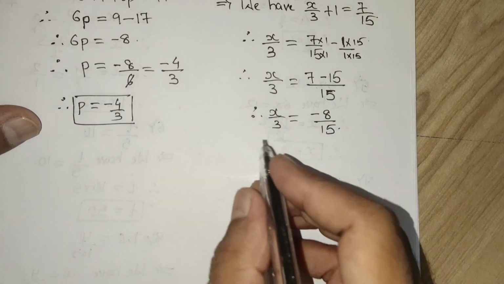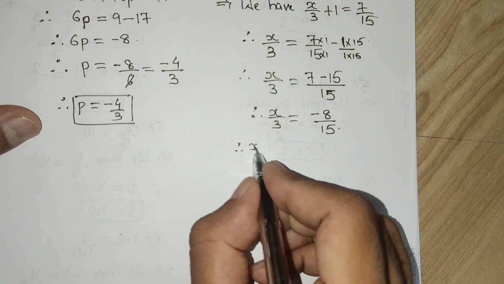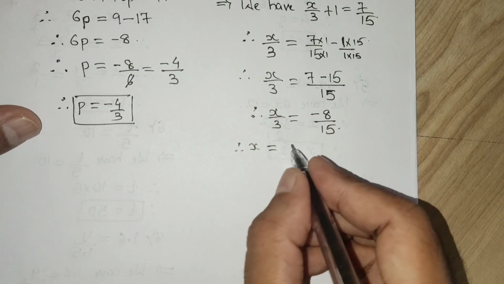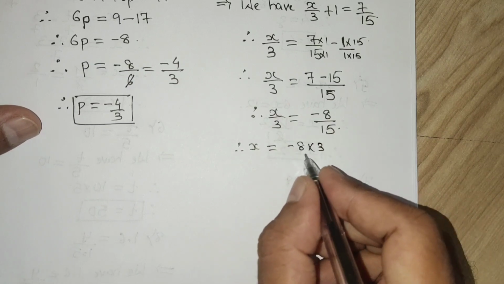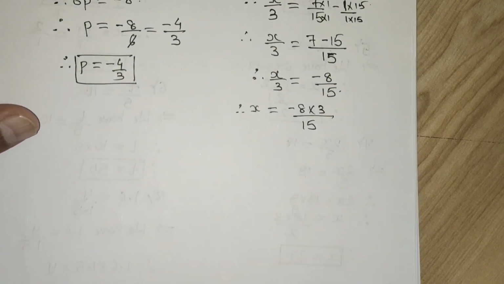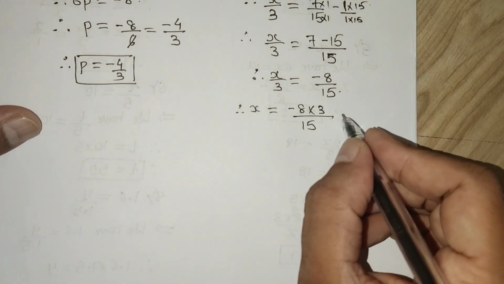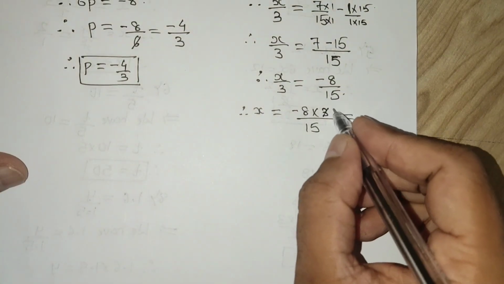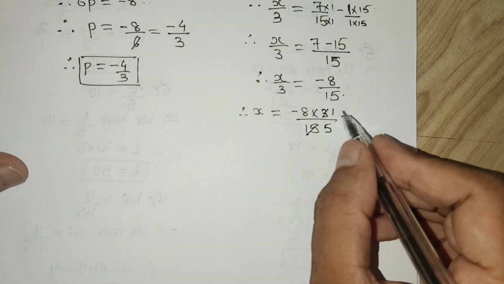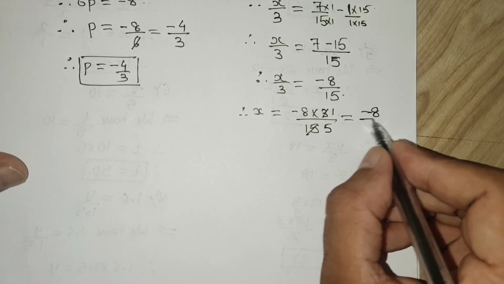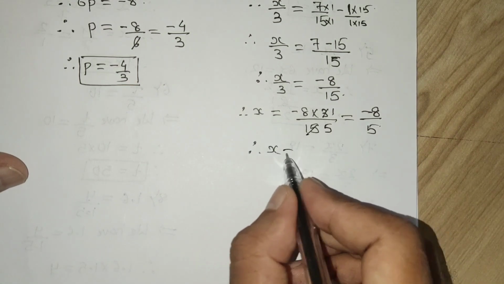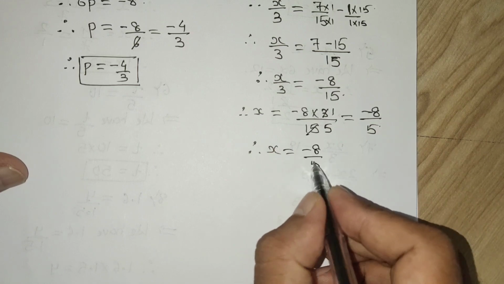Again, 3 is in division, we will take to the right hand side and it will go there and multiply with 8 and below minus 15 as it is. Now 3 ones are 3 and 3 fives are 15. So your answer will be minus 8 into 1 is minus 8 and divide by 5. So your final answer is x is equal to minus 8 divided by 5.